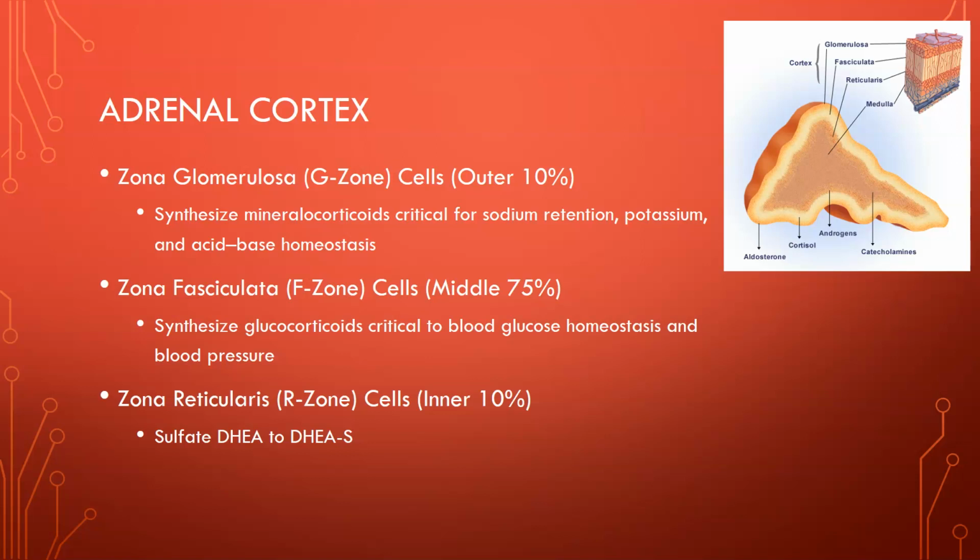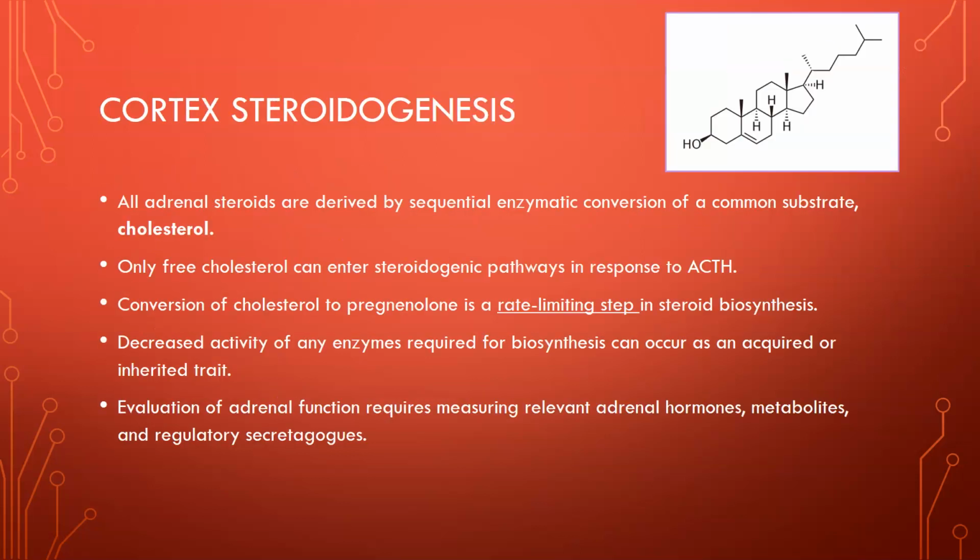And then you have the zona reticularis, which is the R-zone cells, the inner 10% layer of the cortex. And these produce hormones such as DHEA and DHEAS, sulfated DHEA, which are some of your androgens. So let's talk a little bit about cortex steroidogenesis.